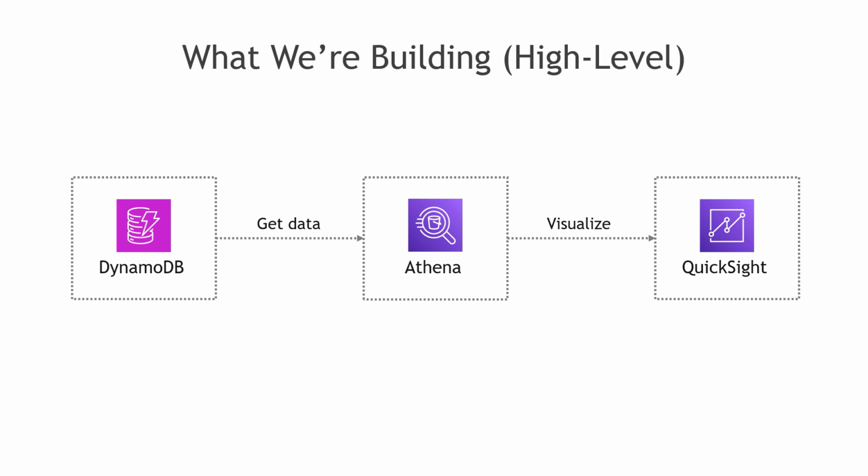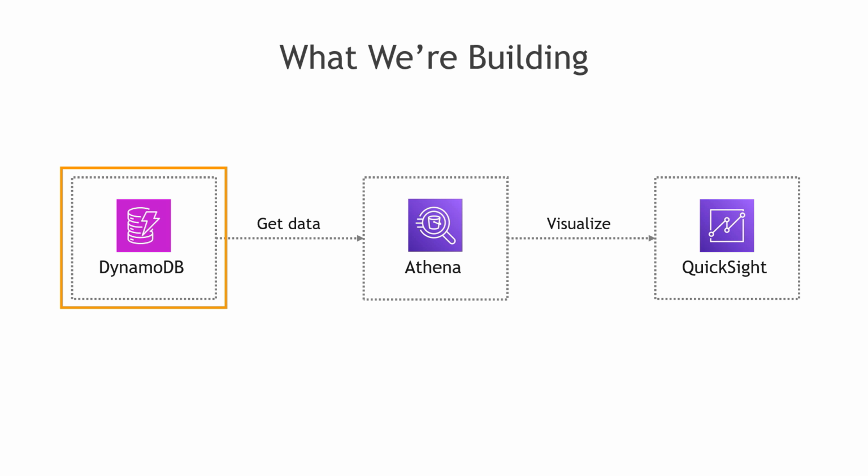Okay. Now that we've got all the things that we need in place, here's what we're building at a very high level. There's going to be a lot of other pieces that get thrown in as we go along. But at a high level, we're going to grab tasks out of DynamoDB and visualize them in QuickSight. You saw a preview of that as I kicked off the video. But let's just work in baby steps here. We need somewhere to store the tasks. So let's start here with DynamoDB.